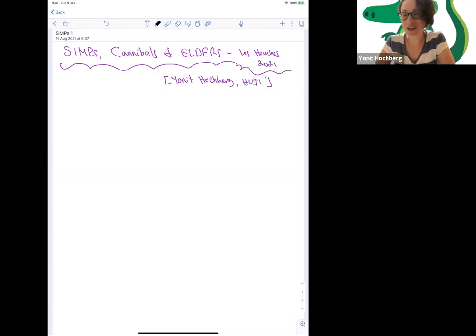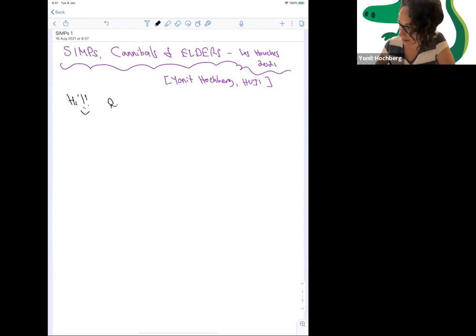So I was asked to talk about strongly interacting massive particles. In short, these are called SIMPs. And we're actually going to do a little bit more than that. We're going to be talking and learning about SIMPs, cannibals, and elders. So it's really nice to meet you guys.